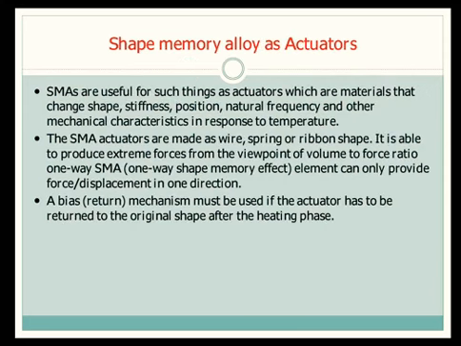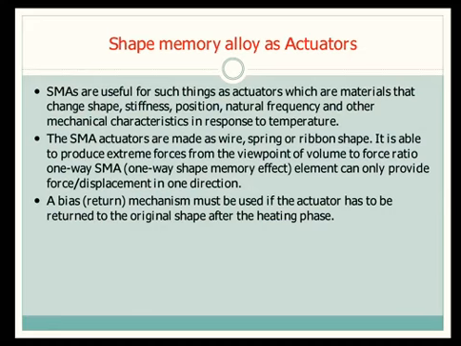Shape memory alloys are used as actuators in many electronic and mechanical equipments. They are useful for such things as actuators, which are materials that change shape, stiffness, position, natural frequency, and other mechanical characteristics in response to temperature. The shape memory alloy actuators are made of wire, spring, or ribbon shaped material. It is able to produce extreme forces from the viewpoint of volume to force ratio.